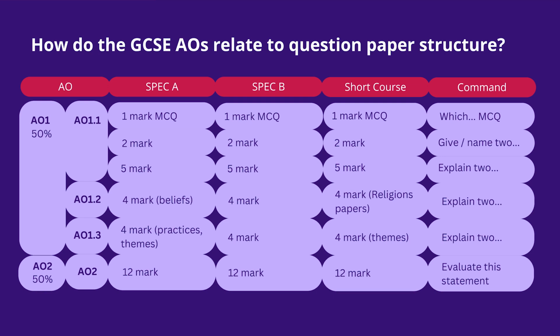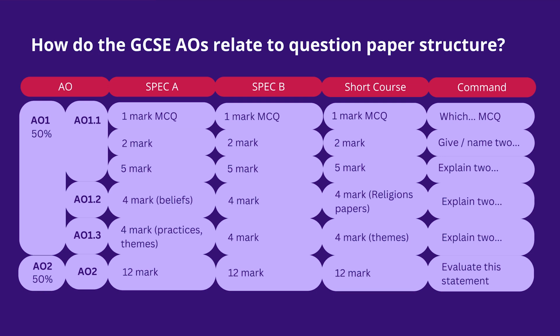The 4-mark questions on Paper 1 beliefs will always ask for influences, which assesses AO 1.2. And the 4 markers on Paper 1 practices and on the themes will always assess the 3rd strand of AO1, that is the contrast and similarities within and between religions and beliefs. You can see the breakdown for Spec B and Short Course on screen or on the Teaching Guide web pages.